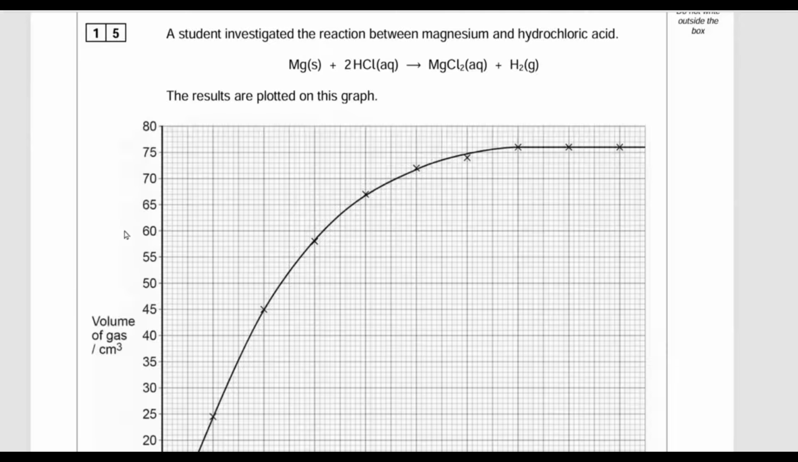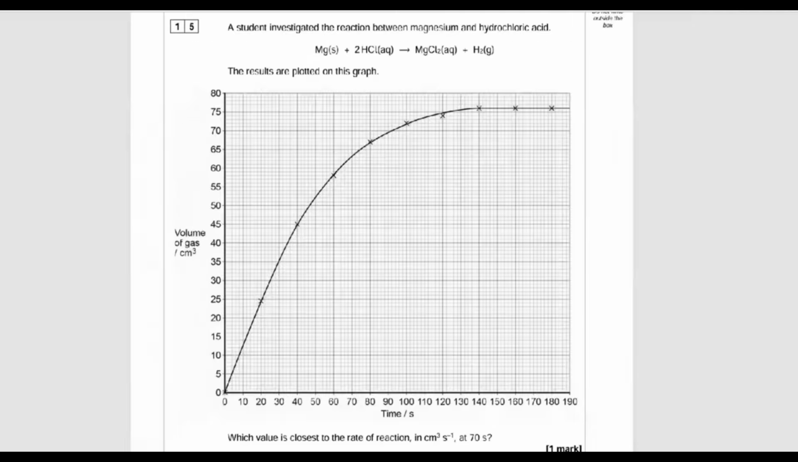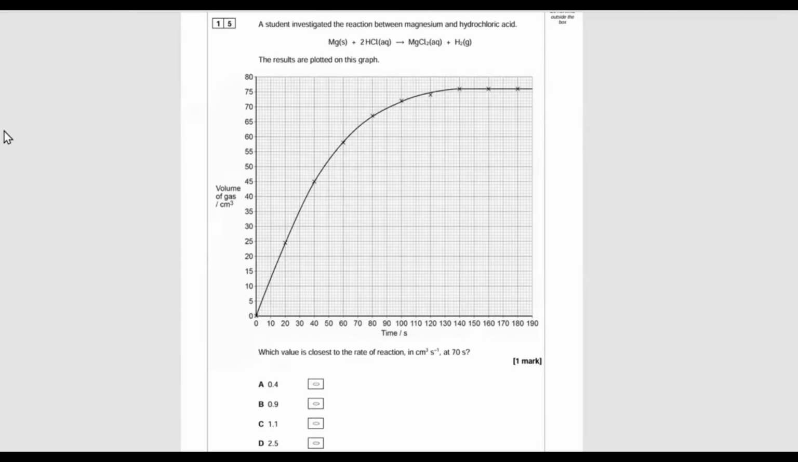Okay, guys, we got another A-level multiple choice question. Let's go. Question 15. A student investigated the reaction between magnesium and hydrochloric acid. We got a little equation here. The ratio of magnesium to hydrochloric acid is 1 to 2. Is that relevant? I don't know, but I just get into a good habit of writing down my ratio when I see a question, just in case that comes up.